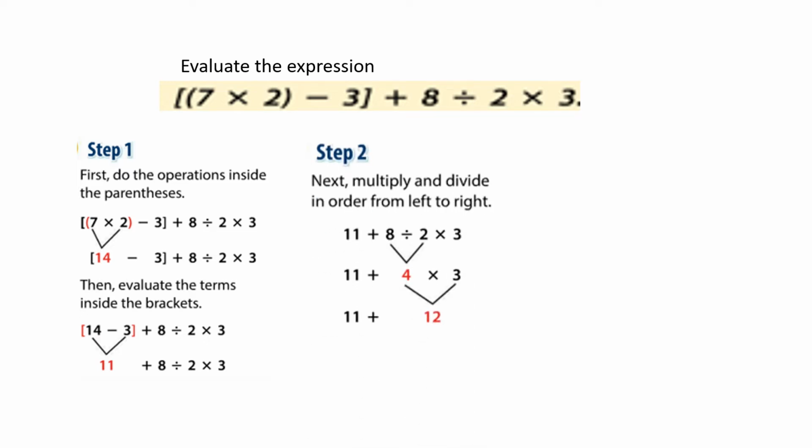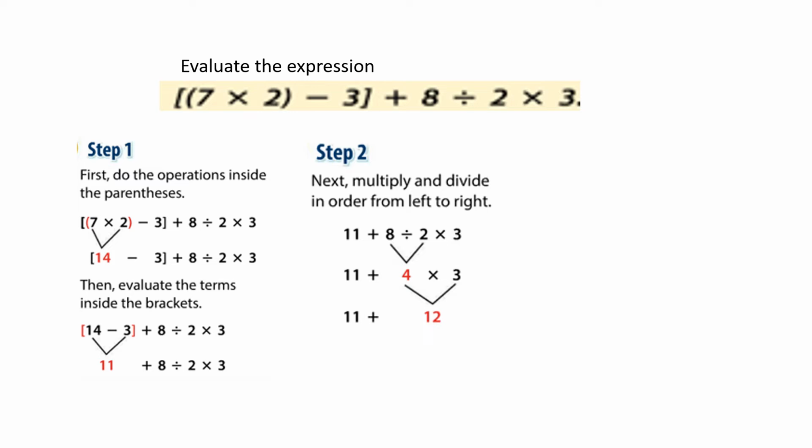Step 2, multiply and divide in order from left to right. So what do we have to do after doing operations inside the parentheses, then brackets? We have to multiply and divide in order from left to right. As I said to you, in order from left to right, because divide comes first on the left, so you have to divide. If multiply comes first, you have to multiply.